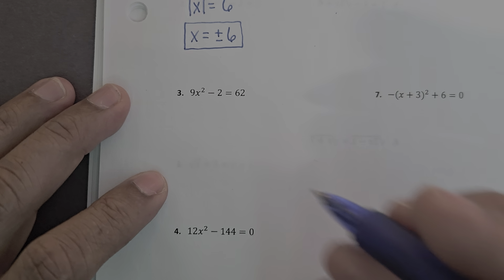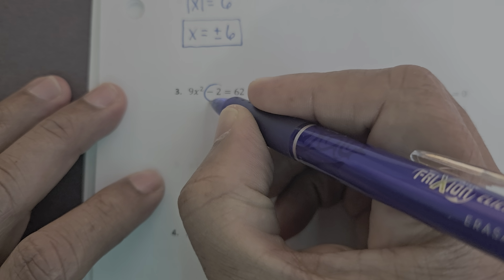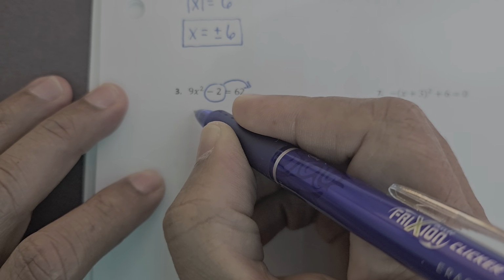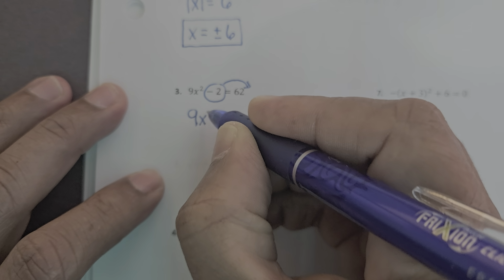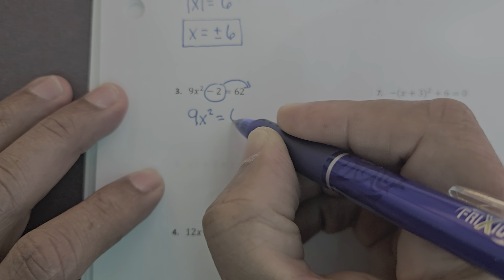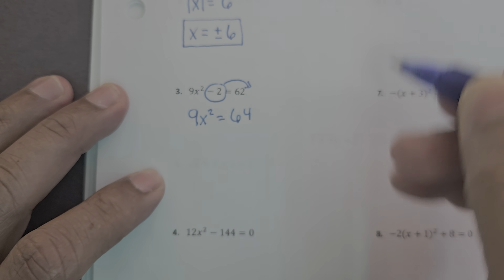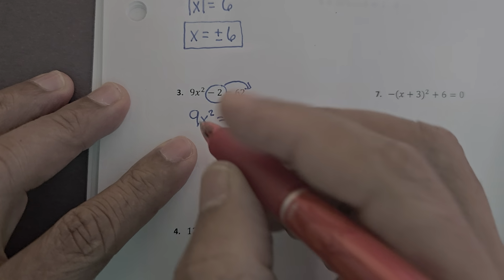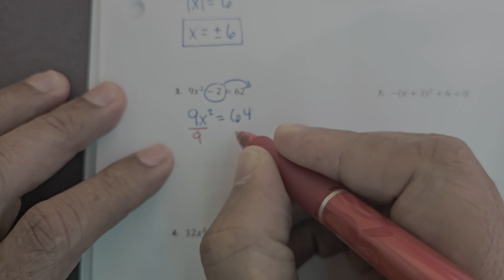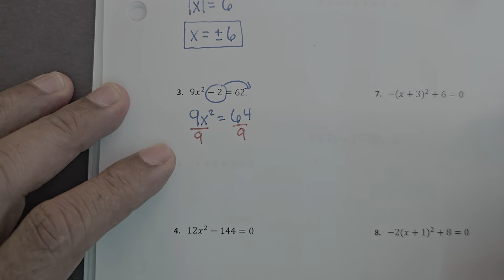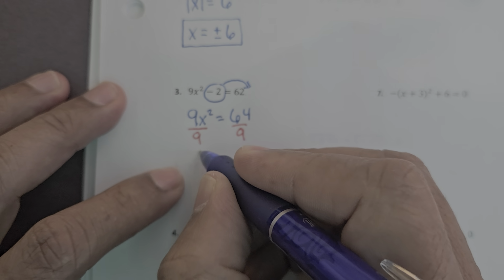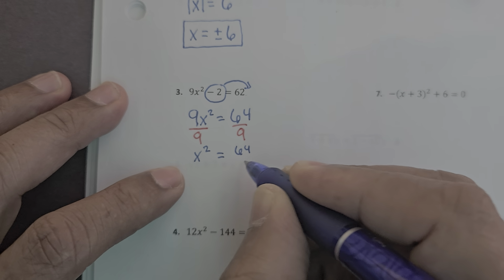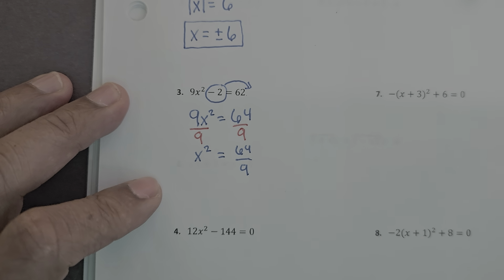Okay, example number 3. I'm going to move this 2 to the other side of the equation, so that means I'm going to add that 2 to the 62. So then this gives me 9x squared is equal to 64. Because 2 plus 62 is 64. Then I need to isolate the quadratic, so I'm going to divide by that 9 on both sides of the equation. So then this gives me x squared by itself. So then this is 64 over 9.